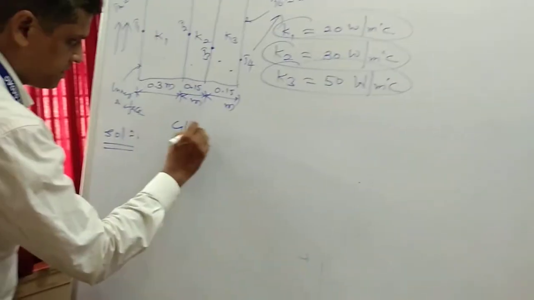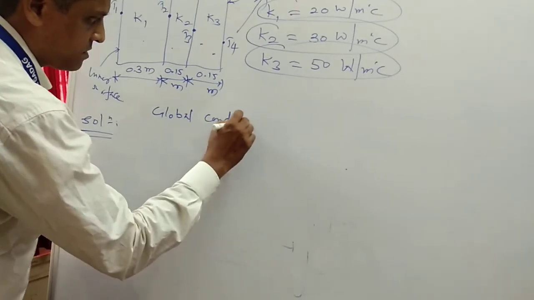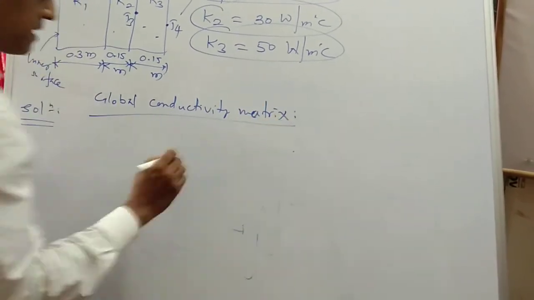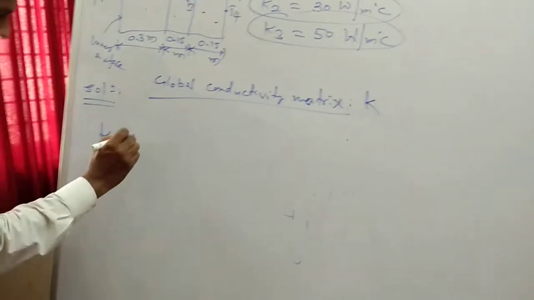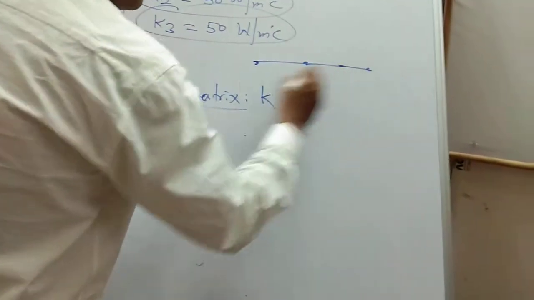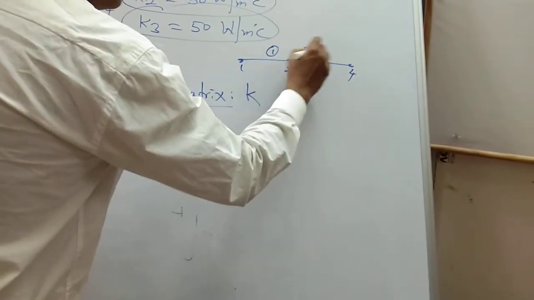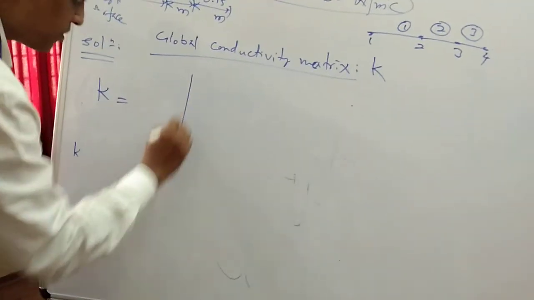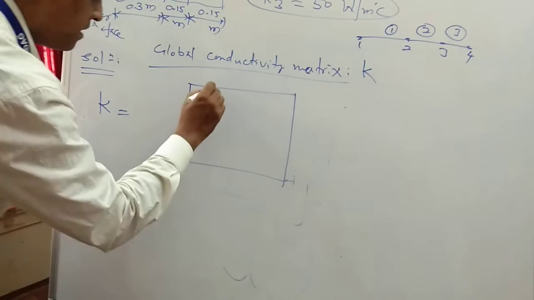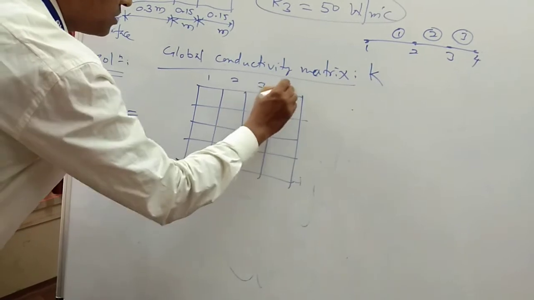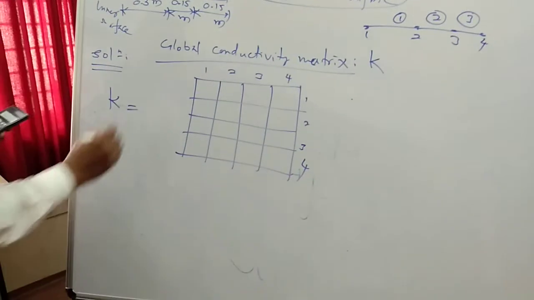Okay. Now, the global conductivity matrix, that is the assembled conductivity matrix. Global conductivity matrix K: since the finite element model we have generated is of 3 elements, 4 nodes, you will get the global conductivity matrix of order 4 cross 4. Let us generate this grid, 4 columns and 4 rows. Write the DOF numbers 1 2 3 4, 1 2 3 4.